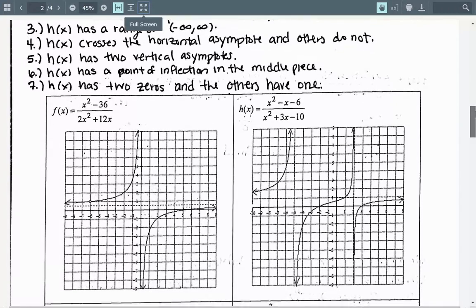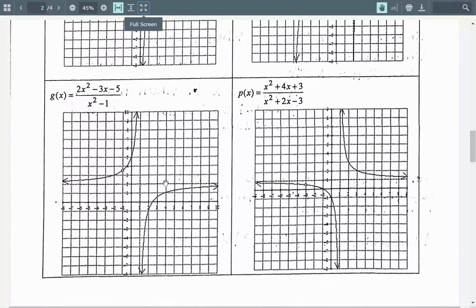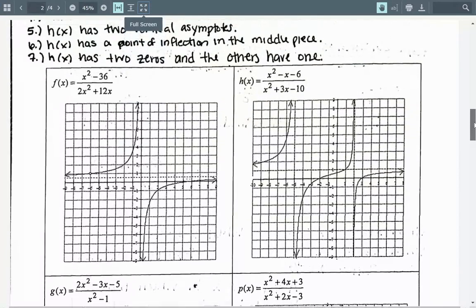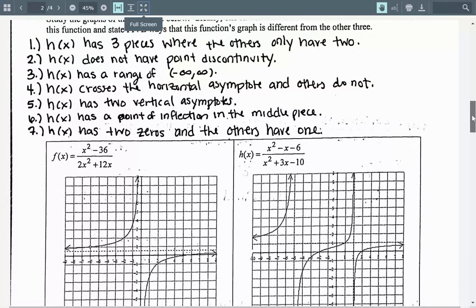Okay, the other thing we see is h of x doesn't have a hole. F of x has a hole at -6, g of x has a hole at -1, and p of x has a hole at -3. But h of x does not have any holes. So that's why h of x does not have point discontinuity. That's a fancy way of saying it doesn't have any holes.